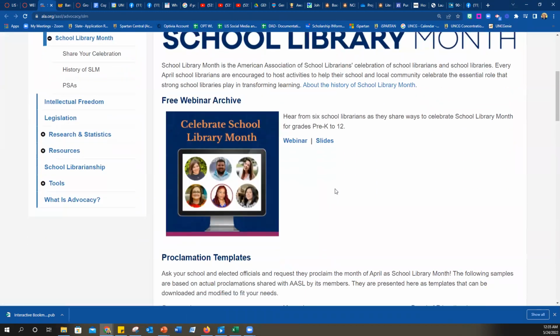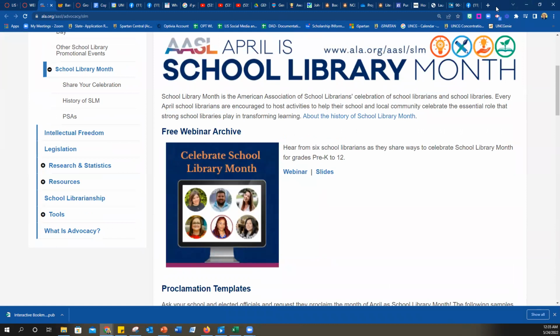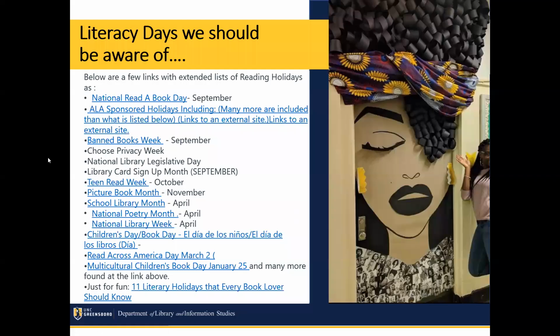Mark your calendar. School Library Month is usually in April. Of course, I've got slow Wi-Fi today. Here we come. But it will walk you through. It may even have slides or resources to support that. So everything from National Poetry Month, National Library Week, to Multicultural Children's Book Day in January, and lots of different holidays that book lovers should know about and promote to our students and promote to our patrons, our after-school programs, our homeschool groups. Sometimes all students need is an excuse to jump in and read a good book. So we want to encourage that. And these are good opportunities to do so. So I wanted to give you a few resources in tonight's class.